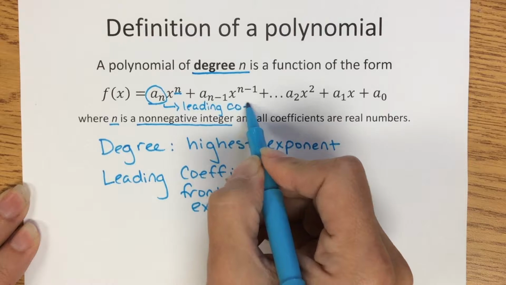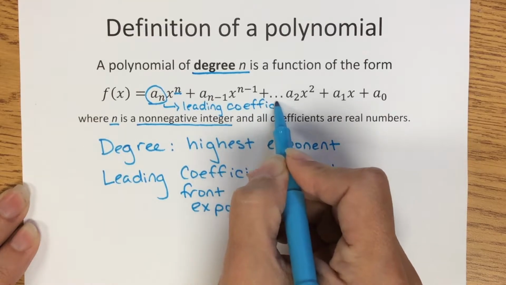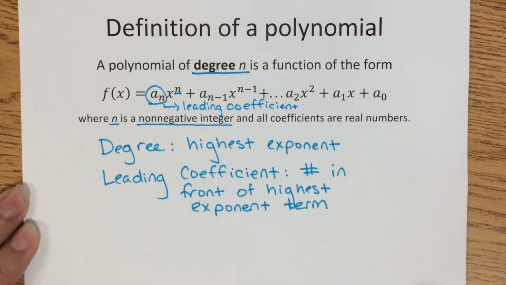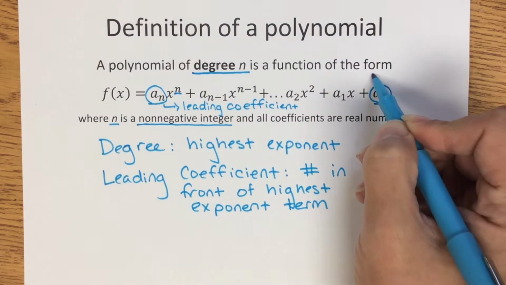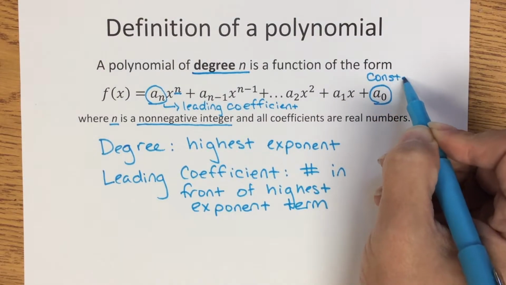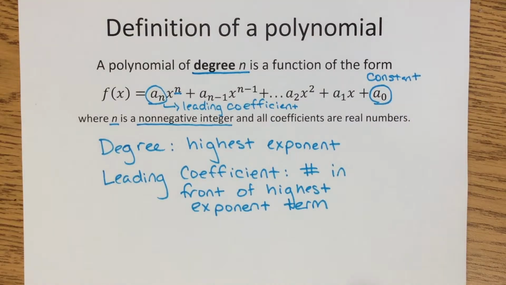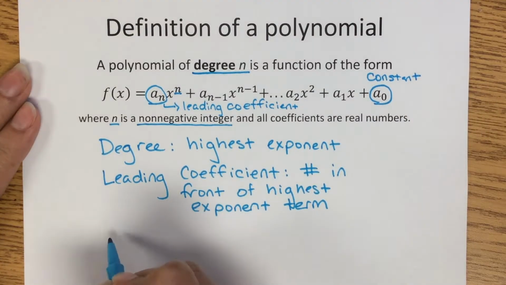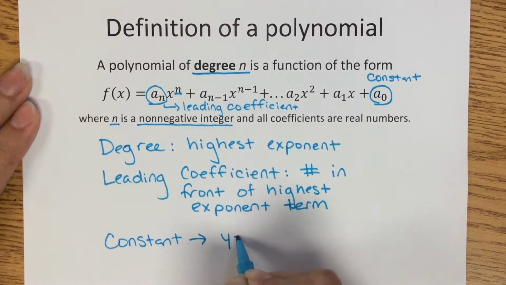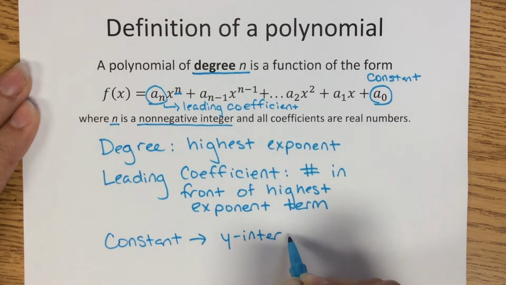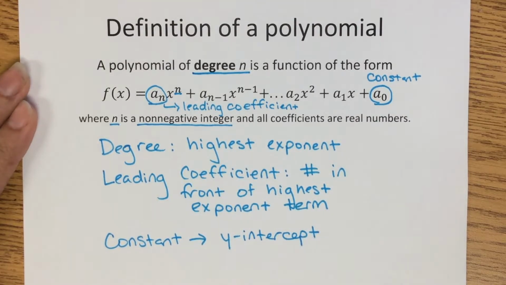Now, there's also one other piece that I want to talk about, and that is the constant term. The constant term is the term that has no x or no variable attached to it. In this, it's right here. This is our constant. And the constant term tells you your y-intercept. So it's handy. Just remember the constant term gives you your y-intercept, or where your graph crosses the y-axis.